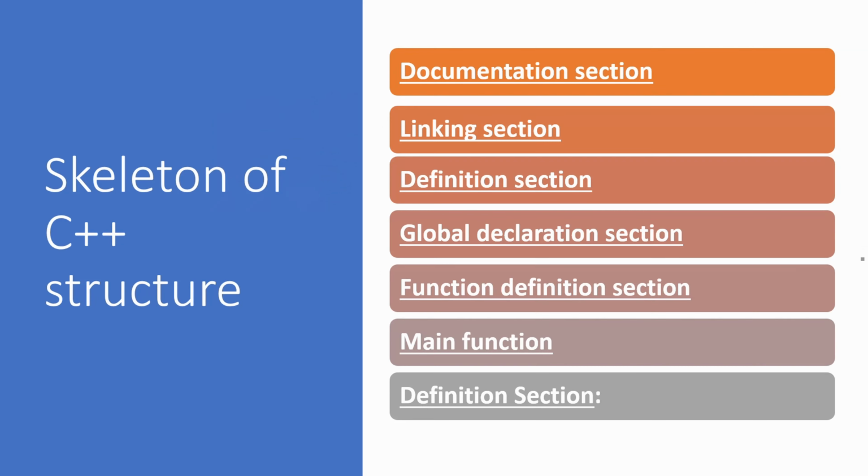Structure of C++. So, the skeleton of C++. There are basically 7 parts in a structure of C++. If you are interested, please note it down, because this is a very important question and you can get it in essays in the final exams, in the first unit. So: documentation section, linking section, definition section, global declaration section, function definition section, main function definition section.